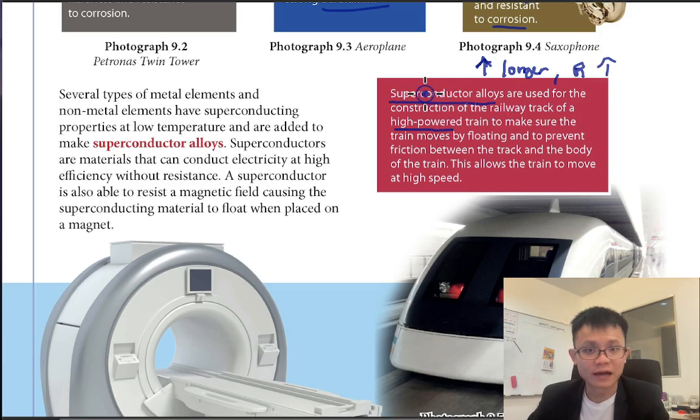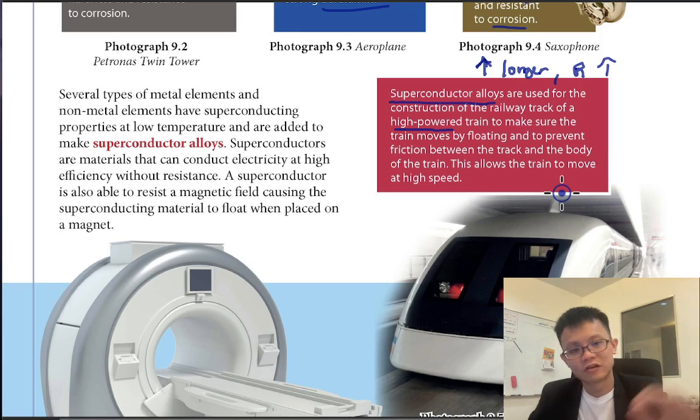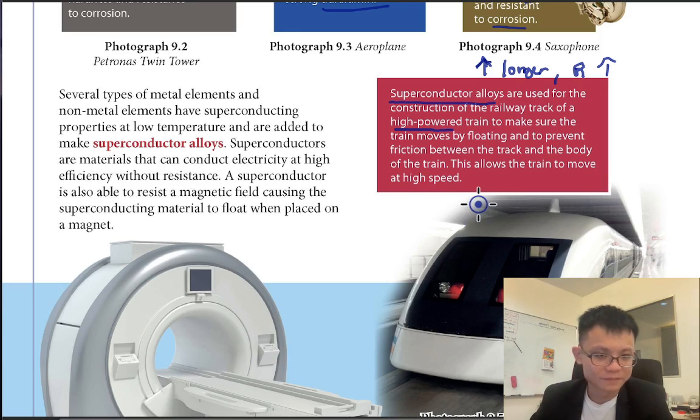That's why they use super alloy conductor that almost conducts the electric 100% with zero resistance. They say, I also don't know how they do it, but they say they can conduct the electric with almost zero resistance. So no matter how far you go, you still got the train.